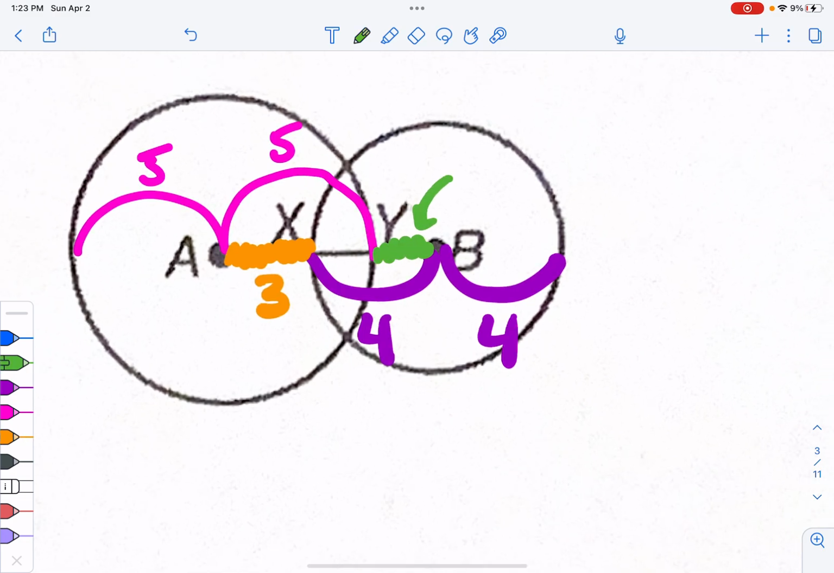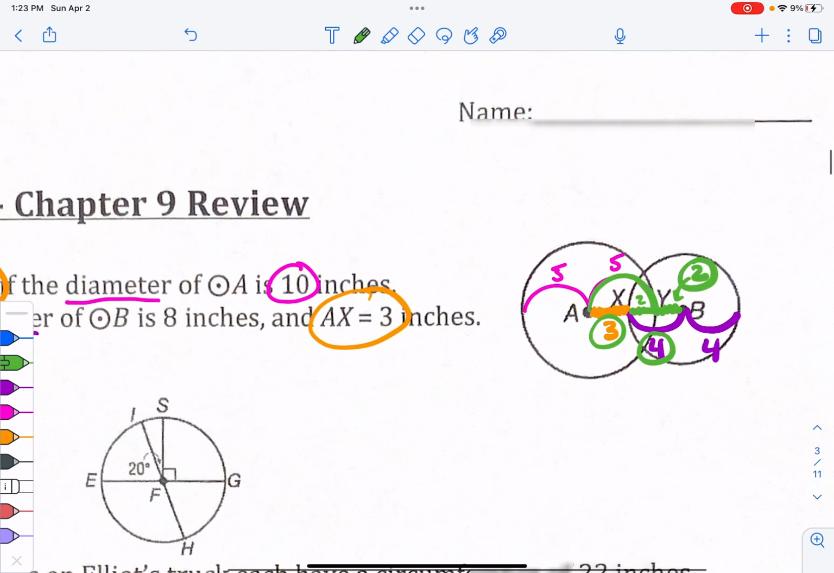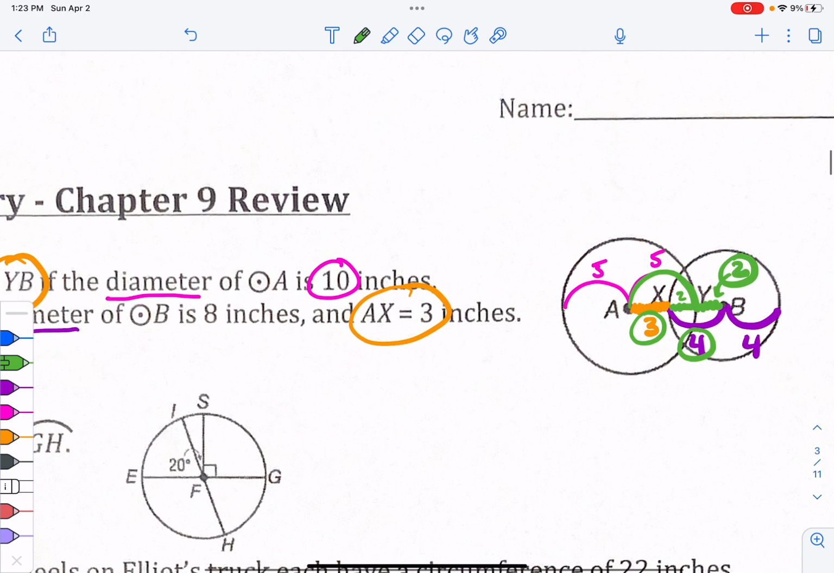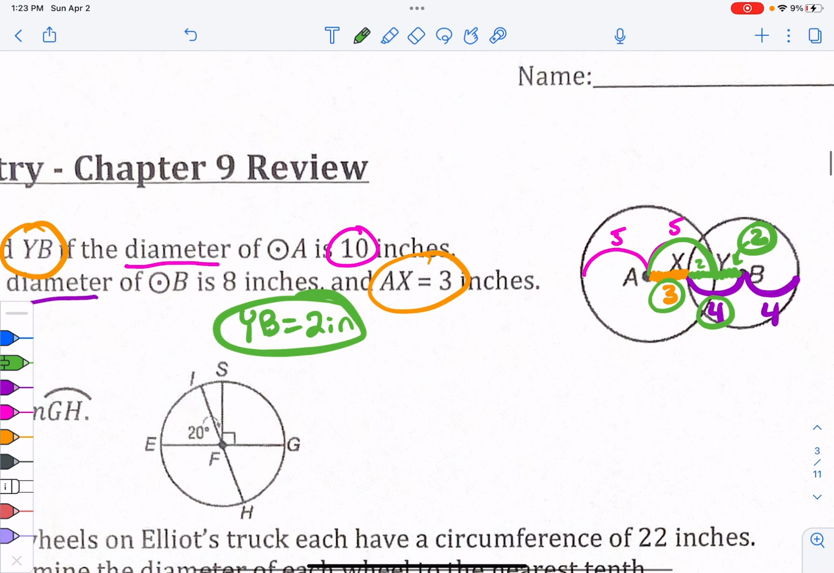Okay, so we kind of have to map this through. If this is 3, then this would have to be 2 in order for them to add up to be 5. And if this is 2, then this would also have to be 2 in order for those to add up to be 4. Okay, so just kind of a lot of mapping to do, but YB is going to be 2 inches. That's how big that little chunk is. So going through, just map it out, make sure you have nice, decent handwriting to do that, and there you go.